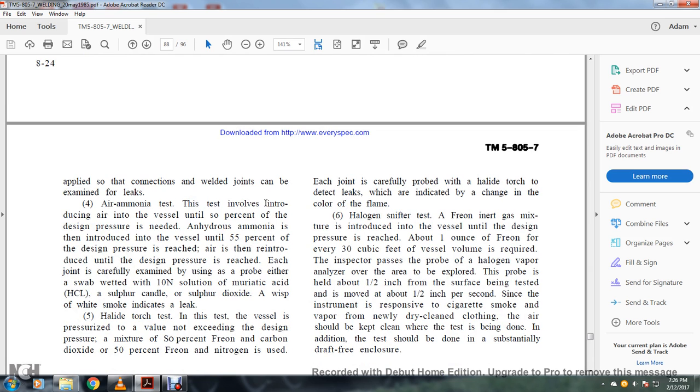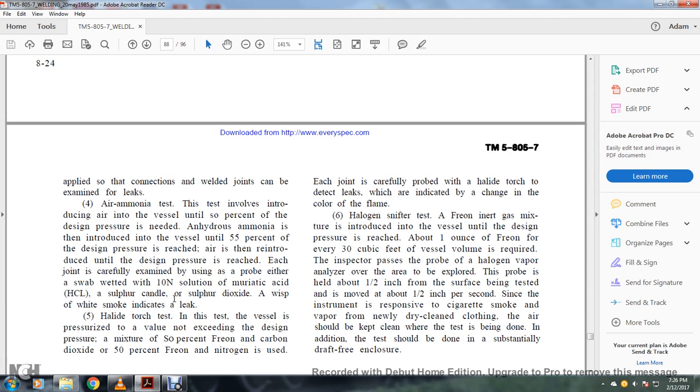Air ammonia test. The test involves introducing air into the vessel, so that the present design procedure is needed. Anhydrous ammonia is introduced into the vessel until 55% of the design pressure is reached, and air is then introduced until the design pressure is reached. Each of the joints is carefully examined using a probe, either a swab wetted with a solution of muriatic acid or hydrogen chloride, or a sulfur candle, or sulfur dioxide. A wisp of white smoke indicates a leak.